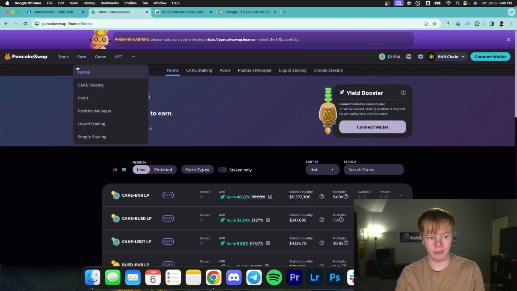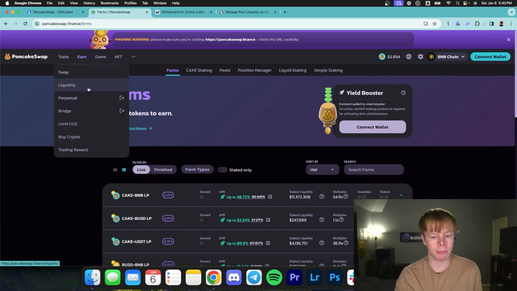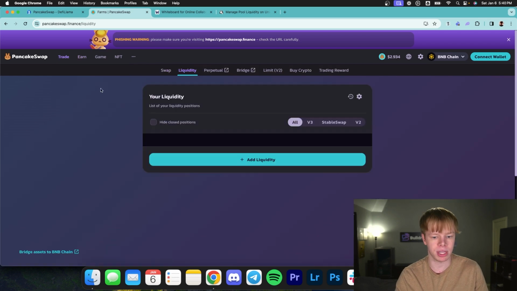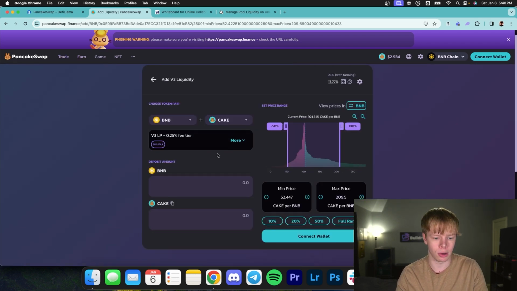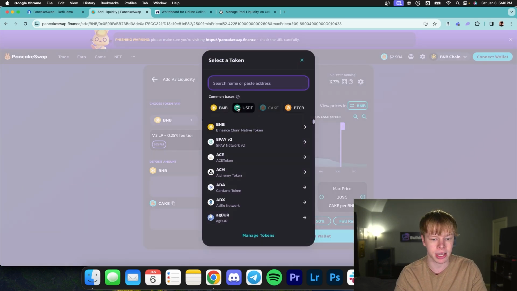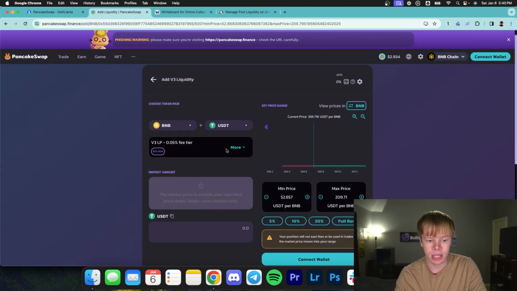But what I'm most fond of is providing liquidity for different blue chip assets, or just assets that I personally believe in and that are going to do well in the long term. So for example, let's just say that is BNB and USDT. Well, then I'm going to go over here to add v3 liquidity. I'm going to select BNB and USDT, select my fee tier, and then from there I can select the price that I want to provide liquidity on.